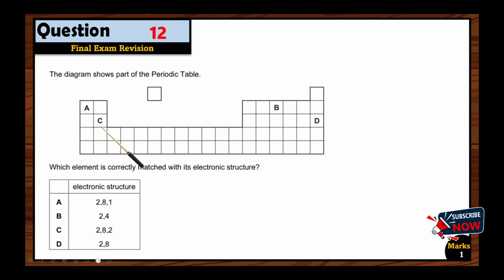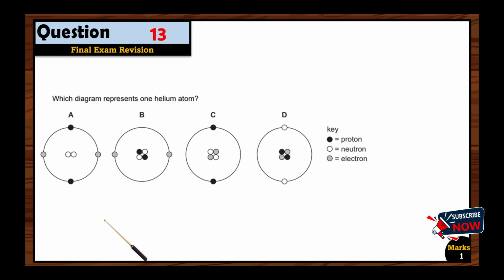Now let's come to C. What is C? It is magnesium. Magnesium has a total of 12 electrons. And if you see over here, 2 in the first shell, the second shell has 8 electrons, that makes 10, and then again we have 2 electrons. So total 12. So that's why option C is correct. It's magnesium, right? C is correct.